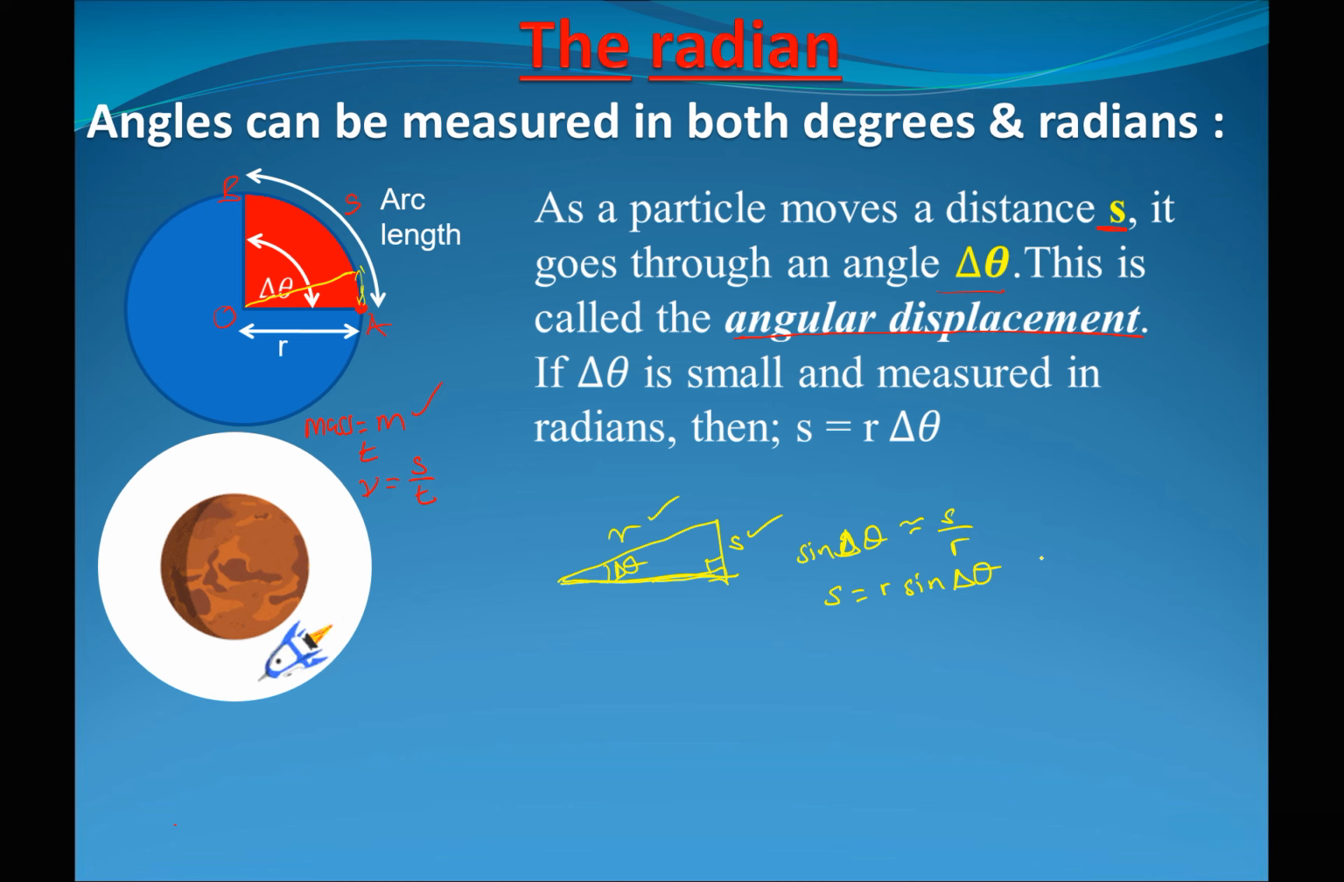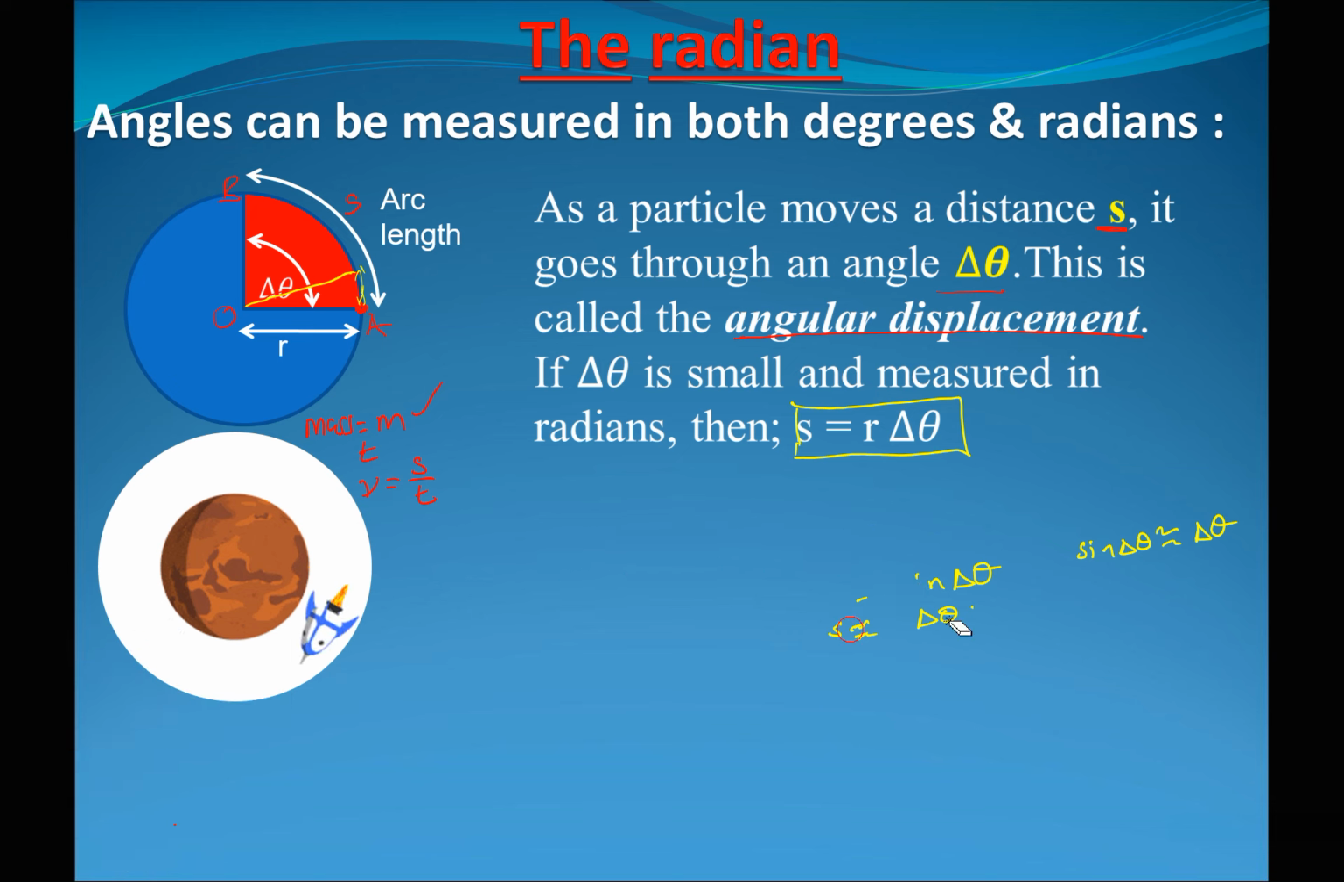Of course, for small angles, the sine of delta theta is approximately the same as delta theta itself. For example, the sine of 0.5 in radians will be approximately the same as 0.5 if you turn your calculator into radians. So that's why I'm saying if delta theta is small and measured in radians, then s is approximately r delta theta, if delta theta is extremely small. But that is for mathematics, it's not for physics.